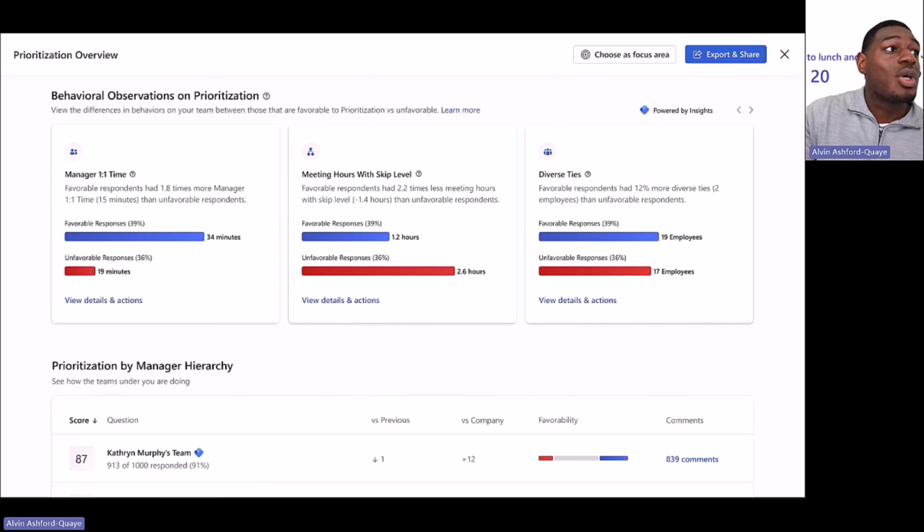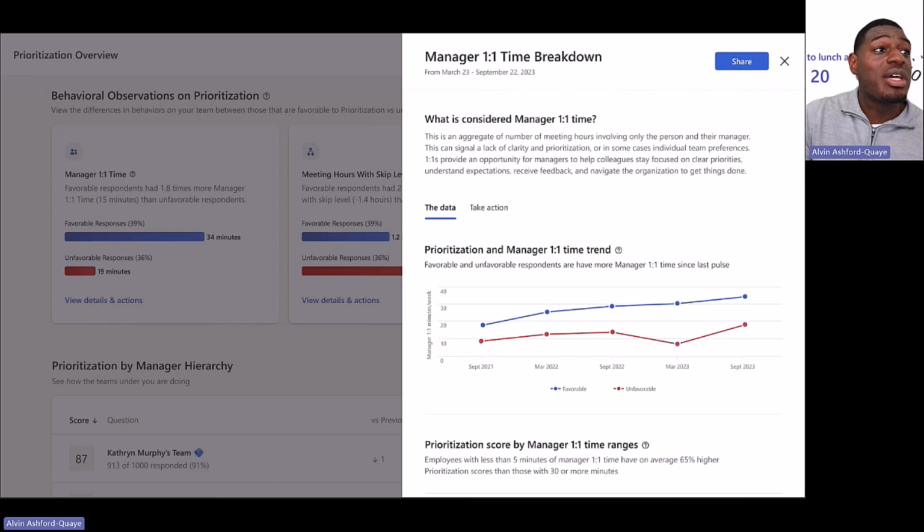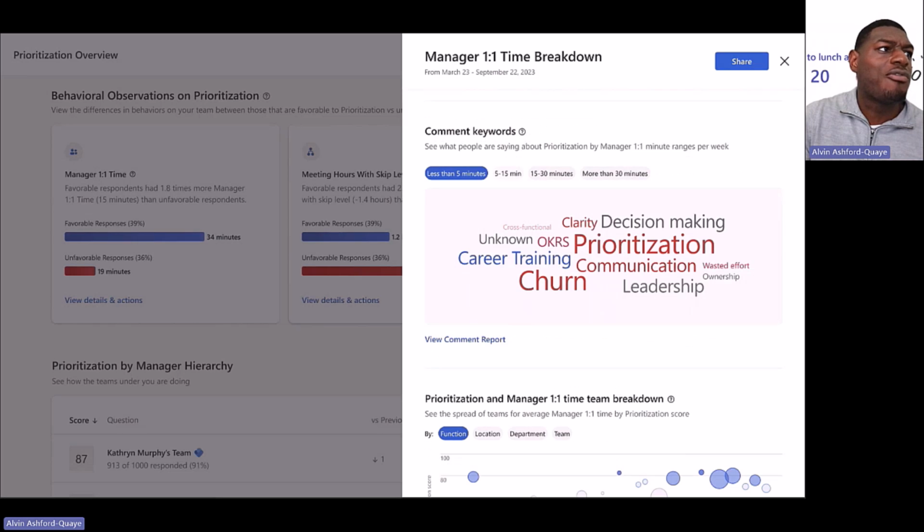what I'm able to do here is start to understand how one-to-one time with managers is impacting the way people feel about prioritization. And you can see here, those people who've scored unfavorably tend to spend less time on average with their managers. And we can click through and start to understand, dependent on the amount of time they spend with their managers, what are the comments they've provided against the survey that are directly linked to the amount of time they're spending with their direct report. Quite some powerful stuff there.